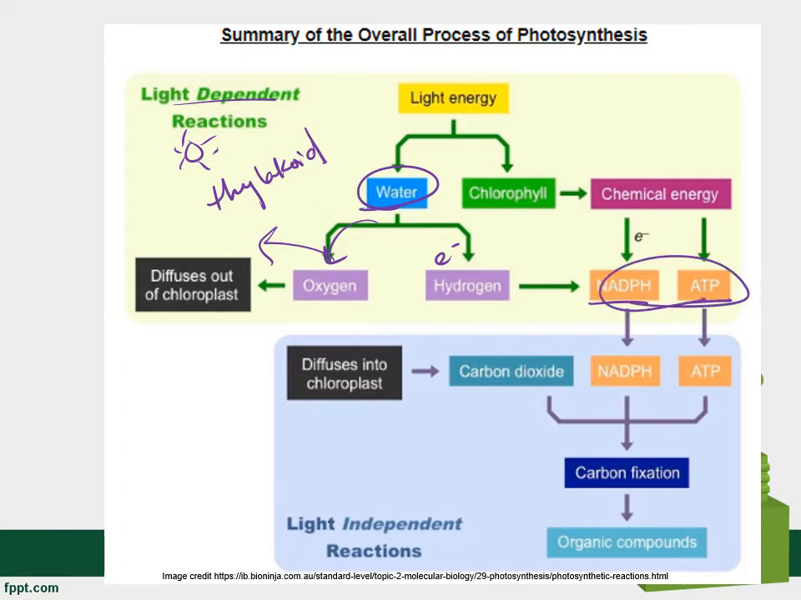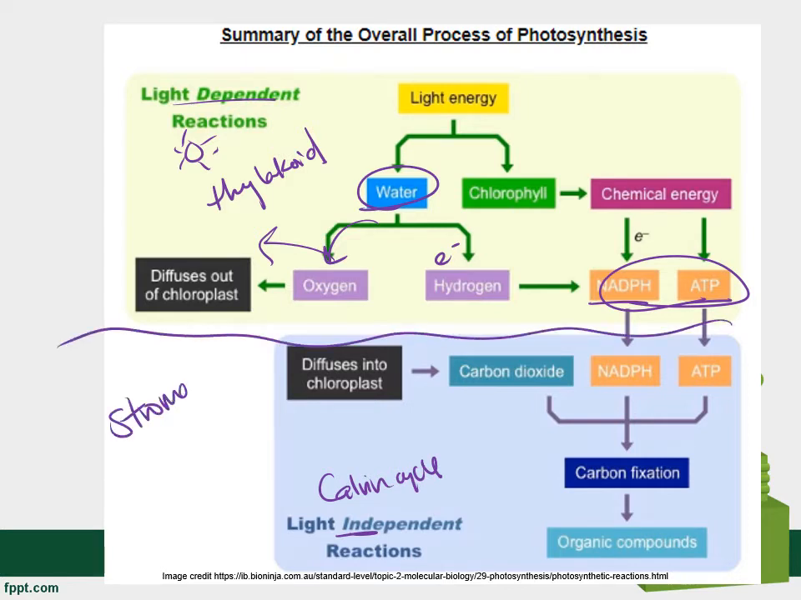These guys, NADPH and ATP, are used in the light independent reactions, which is also called the Calvin cycle. This happens in the stroma of the chloroplast. We're going to use that carbon dioxide along with the energy and the electrons and the protons from NADPH and ATP to make some organic compounds, basically glucose.